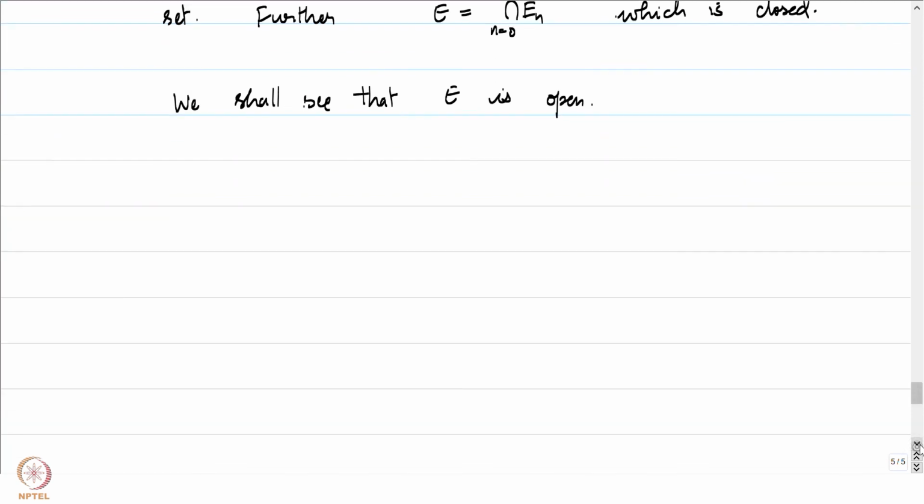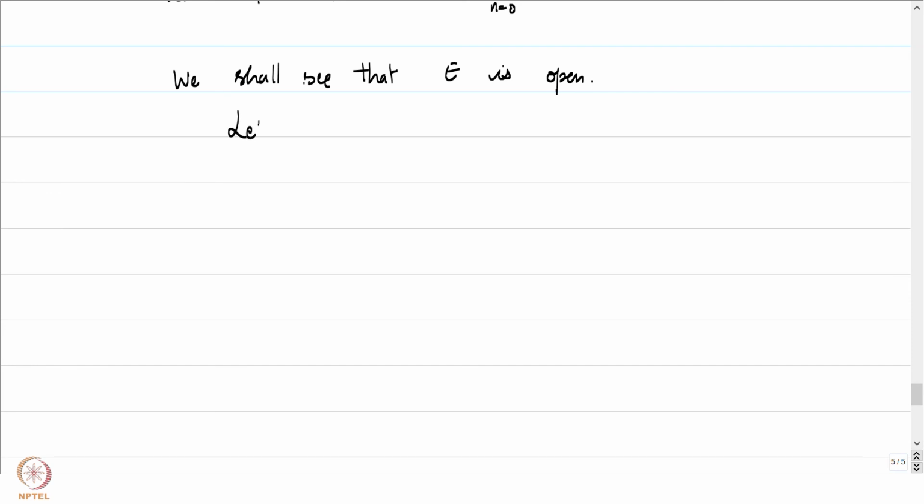And to do that, let z0 be some point in E. That implies that f_n at z0 is equal to g_n at z0. This would imply that in the power series expansion of f around z0, the nth coefficient, which is captured by f_n by n factorial, is the same as g_n by n factorial, which is the nth coefficient of the power series expansion of g around z0.